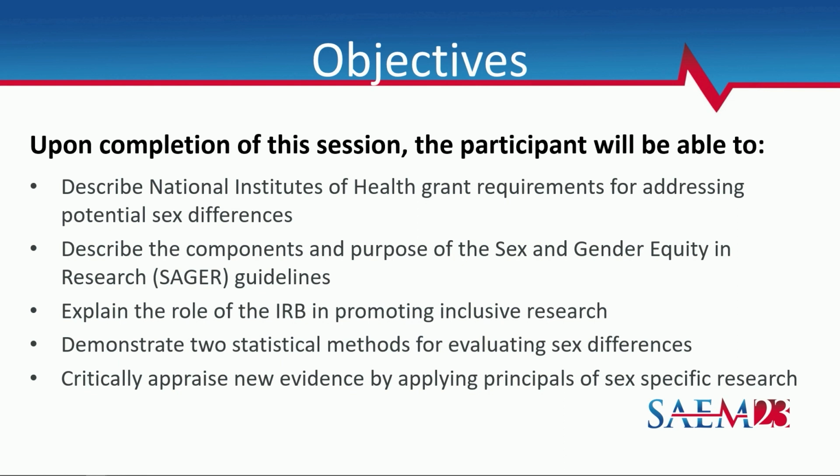All right, so session objectives. We're going to cover a lot in 50 minutes. We're going to first describe these things to you, and the objectives for the audience will be that the participant will be able to describe NIH grant requirements for addressing potential sex differences, describe the components and purpose of the SAGER guidelines. For those of you that are not familiar, these are going to be a great tool for you to use for your own work. Explain the role of the IRB in promoting inclusive research, demonstrate 2 statistical methods for evaluating sex differences, and finally, critically appraise new evidence by applying principles of sex-specific research.